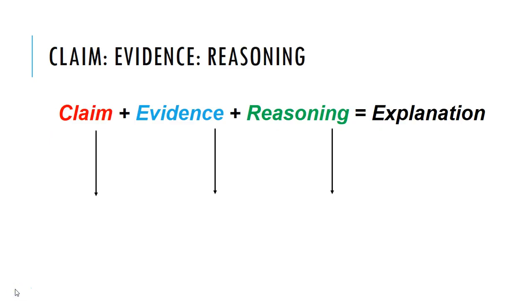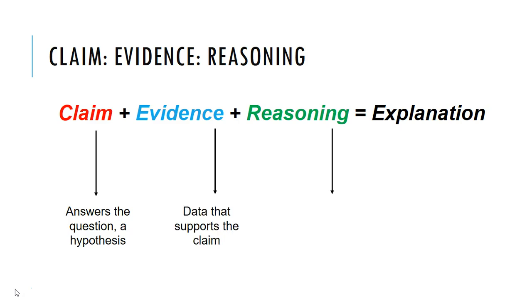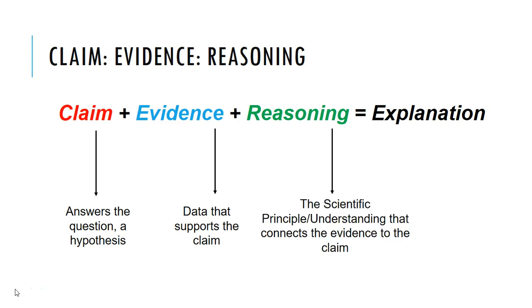Let's first start talking about what claim, evidence, and reasoning are. In a scientific explanation, we have three main components: claim, evidence, and reasoning. A claim answers the question. It could also serve as a hypothesis. Our evidence is data that supports our claim. And then lastly, our reasoning is the scientific principle or the understanding that connects our evidence to our claim. These three components together are going to equal a scientific explanation.